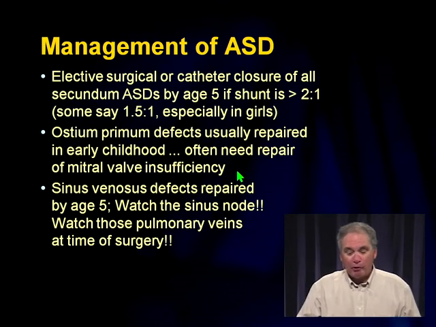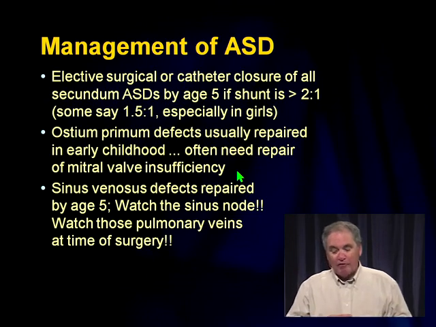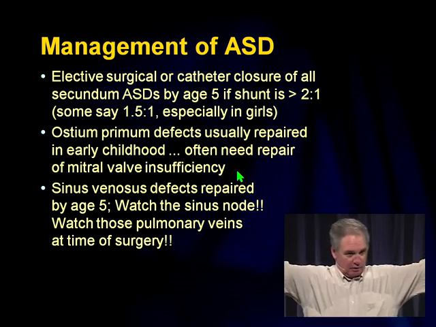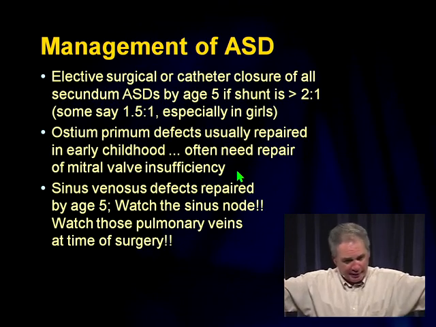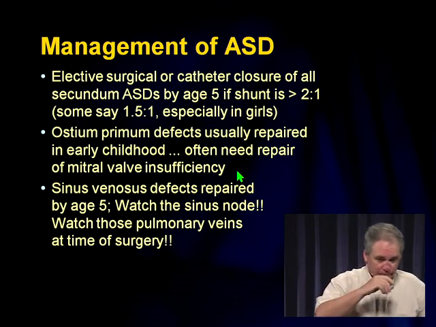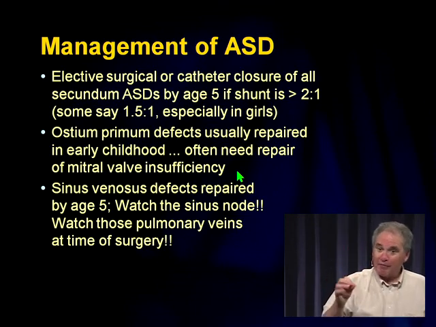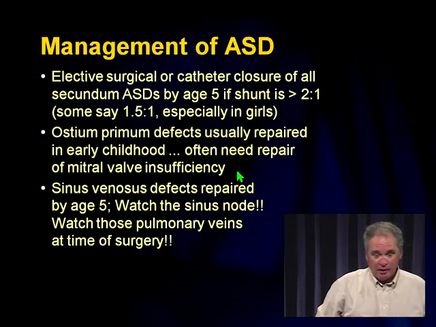Elective surgery or catheter closure of all defects by age 5, especially if we think there is, again, look up, twice as much blood going to the lungs. And we're much more aggressive in young ladies. We'll close even smaller defects. Because when you're pregnant, you might have a little clot form in the lower pelvic veins and the abdominal veins.